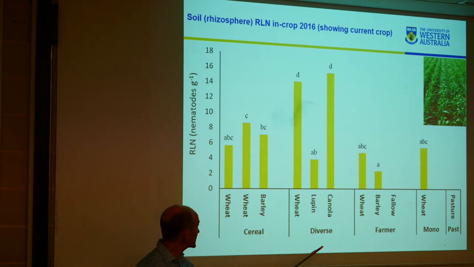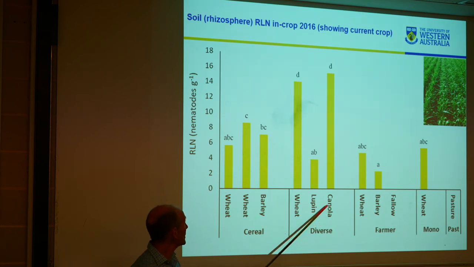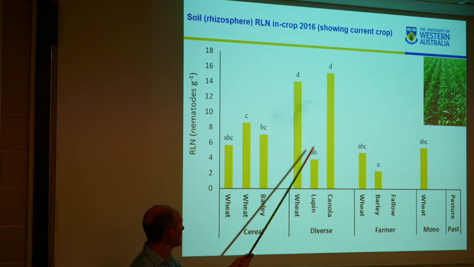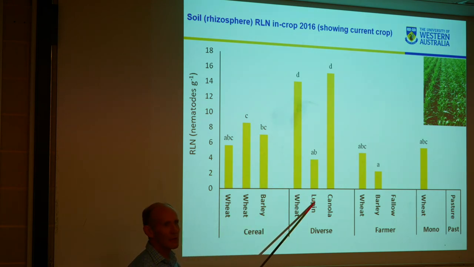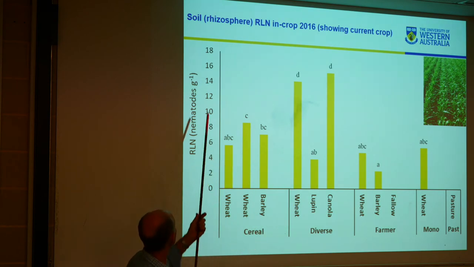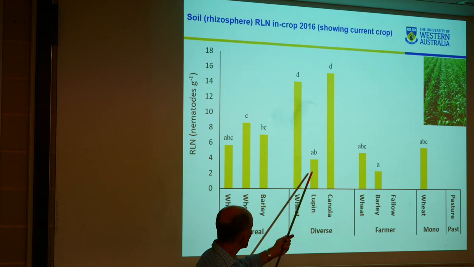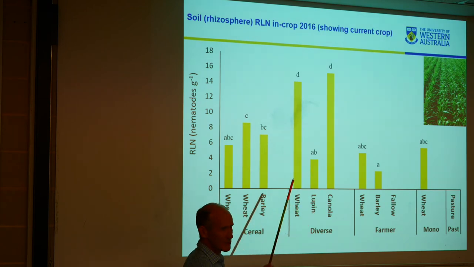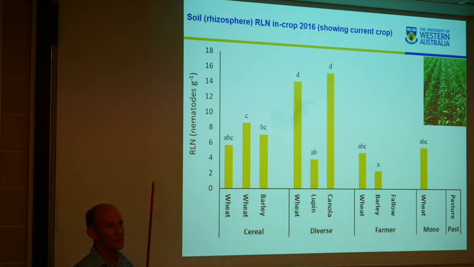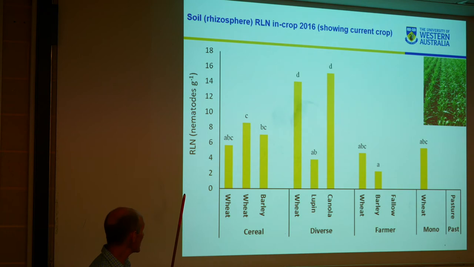So look at the diverse rotation here. In the canola there, very high levels, in the wheat as well, and lupin, low levels. So the lupin has done pretty well. And this is in the soil, in that rhizosphere soil. So lupin has decreased the levels quite considerably, if you think that both other crops are very susceptible. So the lupin is quite tolerant.